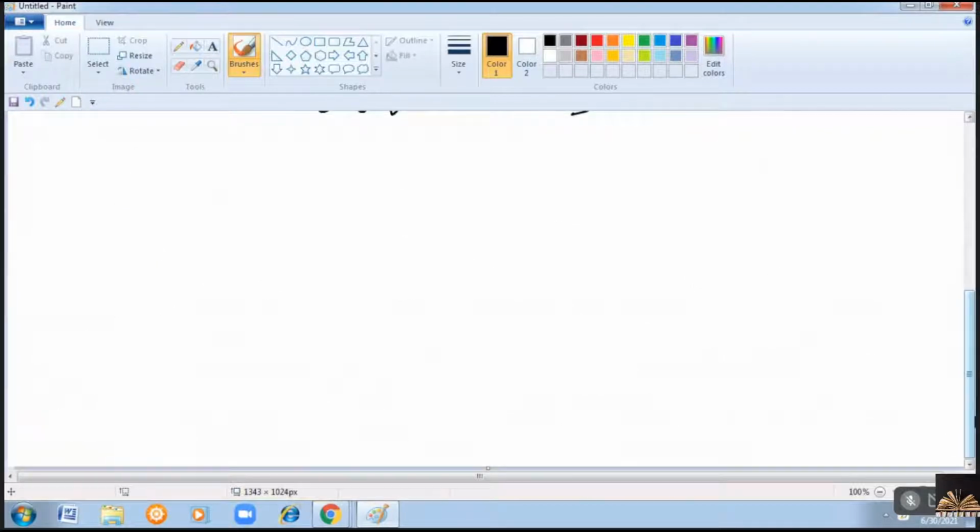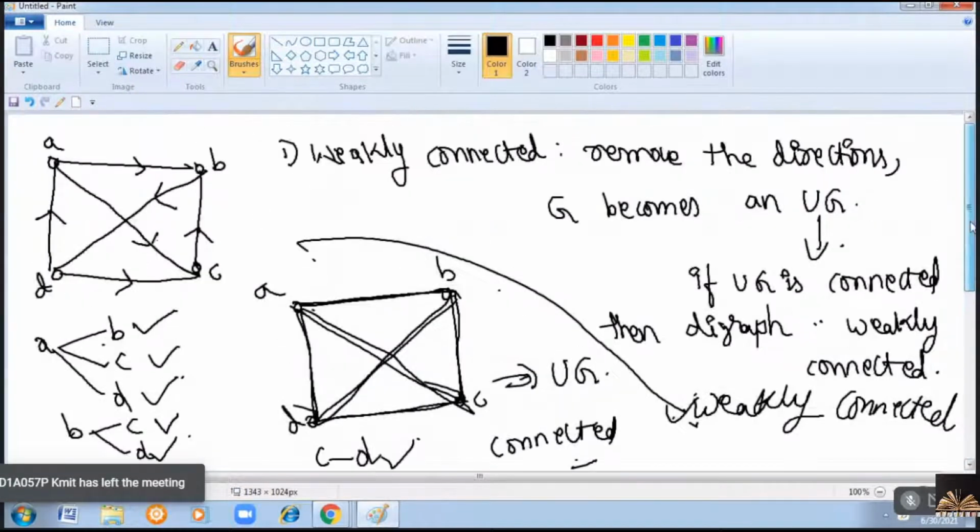Is it clear? First, take down this if you are clear with this.